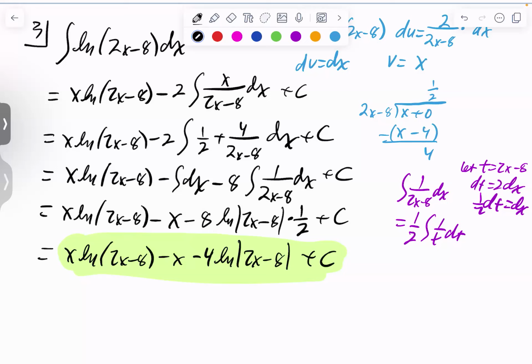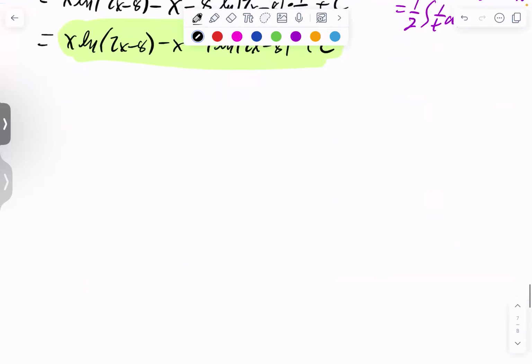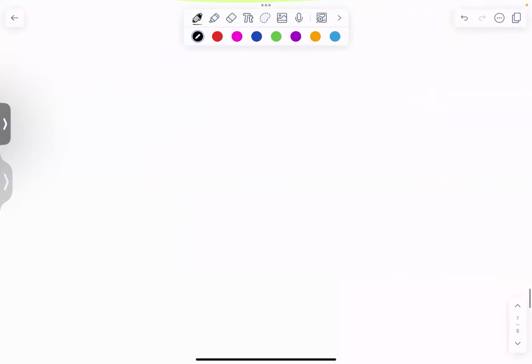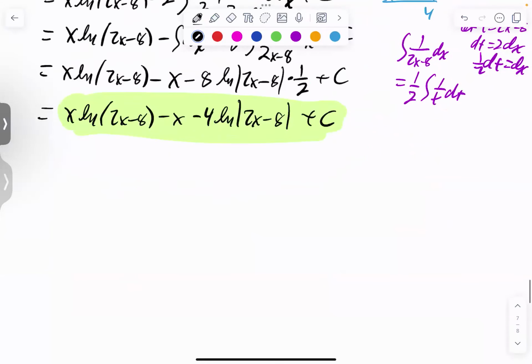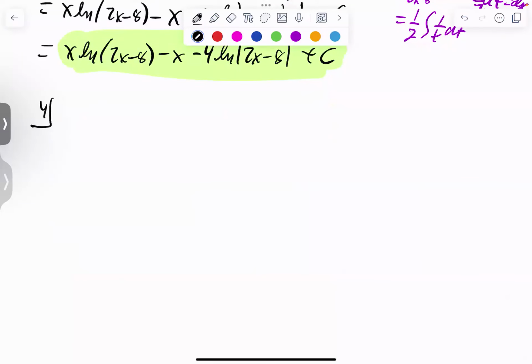And then in addition to that, we need to remember that extra 1/2 because of the integral of 1 over 2x minus 8, we get that extra 1/2 in there. All right, number 4. Here we have a definite integral.